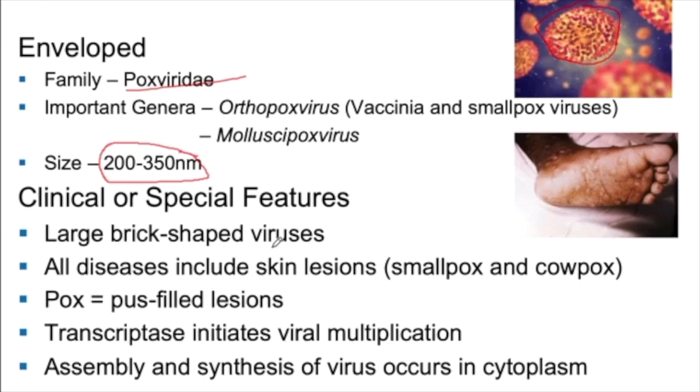All the diseases that are caused by this family of viruses include skin lesions, so that's an important characteristic. And you have the smallpox and the cowpox here. The pox are filled with pus, so these are pus-filled lesions. The enzyme transcriptase is important in their replication. It is the enzyme that initiates the multiplication of the virus. And then the assembly and the synthesis of the virus will occur in the cytoplasm.